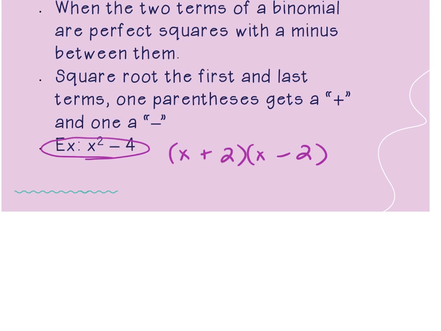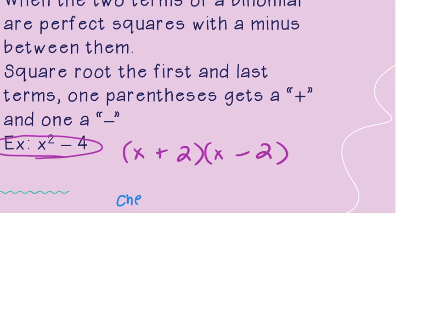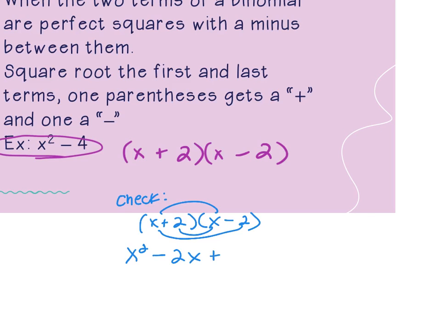And then again, we can always check these by foiling that back out. So first, x times x would be x squared. Outer, negative 2x. Inner, positive 2x. Last, negative 4. These cancel, and I get x squared minus 4. So every single factoring question can be checked. Questions on those?